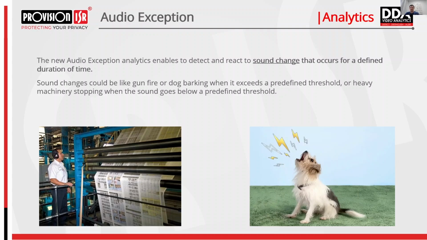On the other end, we can also detect a drop in constant background noise. Imagine a factory floor where machines are always running, or even a server room with a constant hum. If that steady noise suddenly decreases or stops, the system can recognize it and trigger an alert, potentially preventing a bigger issue.